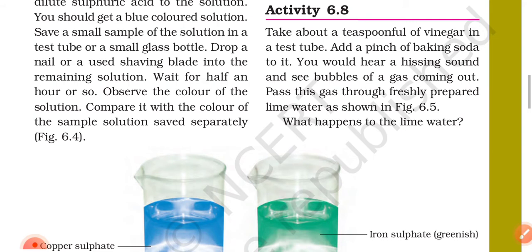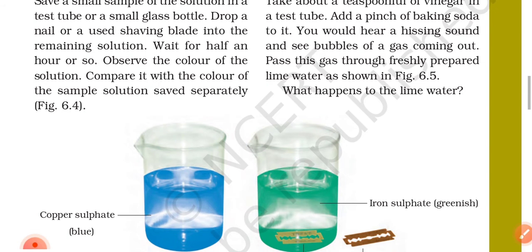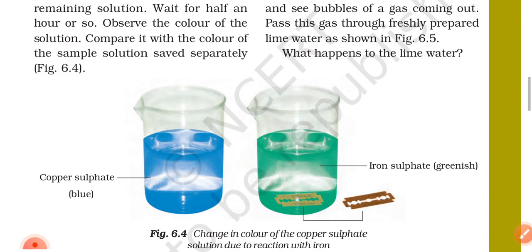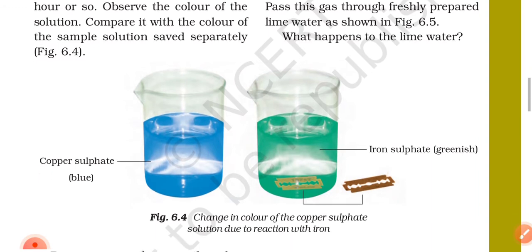Activity 6.8. Take about a teaspoonful of vinegar in a test tube. Add a pinch of baking soda to it. You would hear a hissing sound and see bubbles of a gas coming out. Pass the gas through freshly prepared lime water as shown in figure 6.5. What happened to the lime water?